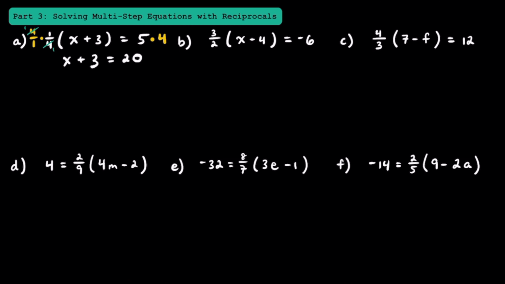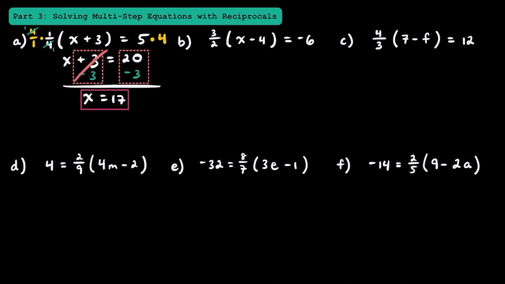And here you can see that since we multiplied both sides by the reciprocal of 1/4, we don't have to distribute anymore. Now we just have a one-step equation, and we can subtract 3 from both sides. These opposites will cancel out to make 0, and 20 minus 3 is equal to 17, so we can write x is equal to 17. There's our solution. In B, we have 3/2 times the quantity of x minus 4 is equal to negative 6.